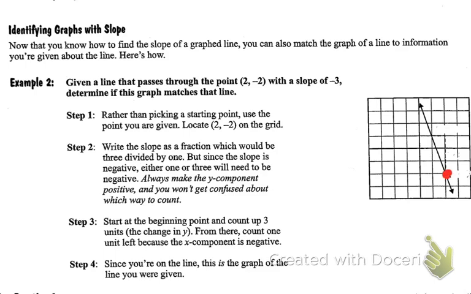Step 2. Write the slope as a fraction, which would be 3 divided by 1. Start at the beginning point and count up 3 units to change in y. From there, count 1 unit left because the x component is negative. Since you're on the line, this is the graph of the line you are given.